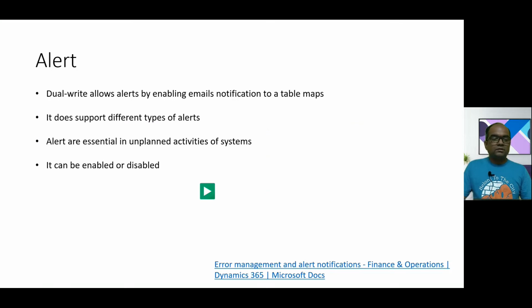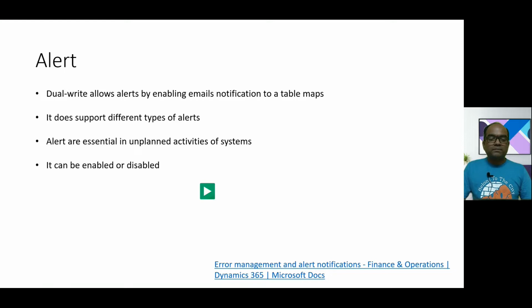So let us talk about the alerts. As you might have seen on docs.microsoft.com, as well as some of the blog references, dual write provides a rich capability to set up an alert by sending an email. This feature is useful when there is maintenance in one of the apps, that is, customer engagement or the finance and operations app, or FNO.